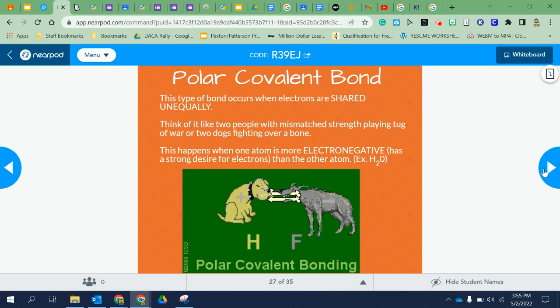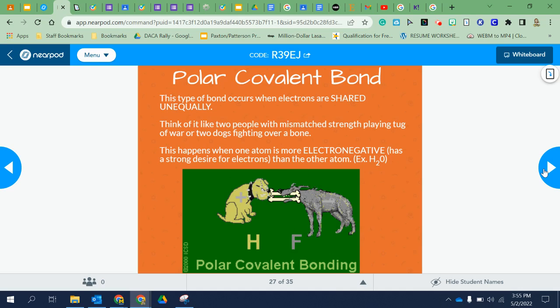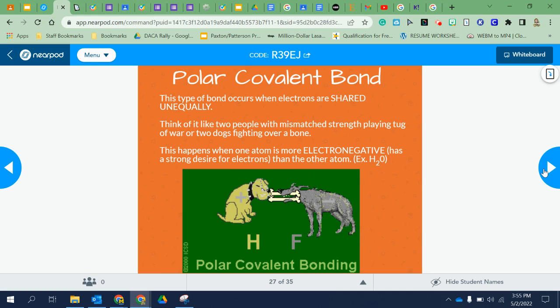Right. But now you have polar covalent. So that last one was nonpolar. Remember, nonpolar means the same, whereas polar means different, or opposite. In this case, you have two different atoms, where one will have more electronegativity, so it's going to have more pull than the other. So this type occurs when electrons are shared unequally.